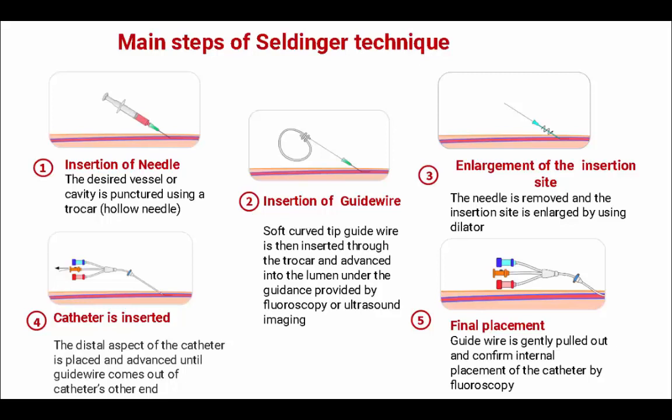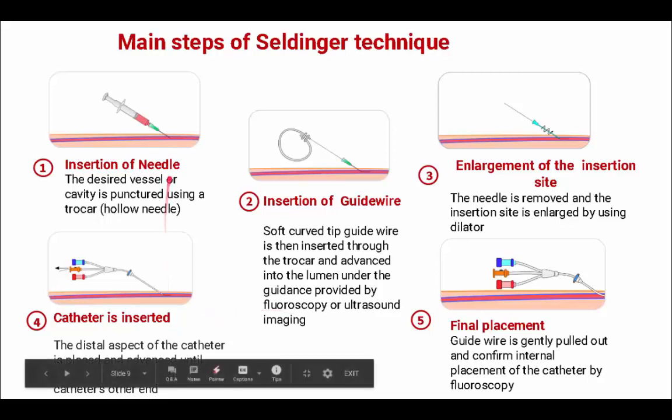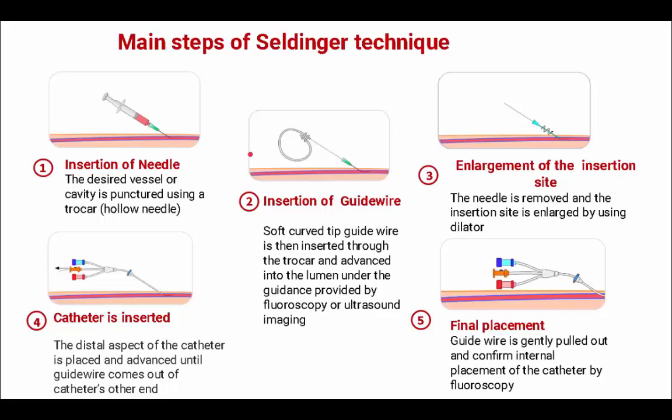In order to perform this procedure, we first need to puncture the vessel of interest with the help of a needle, and then we must insert a guide wire through this needle and advance it into the lumen of the blood vessel under the guidance provided by fluoroscopy or ultrasound imaging. Then the insertion site is enlarged with the help of a dilator because the catheter which is going to be inserted afterwards is larger in diameter than the guide wire.